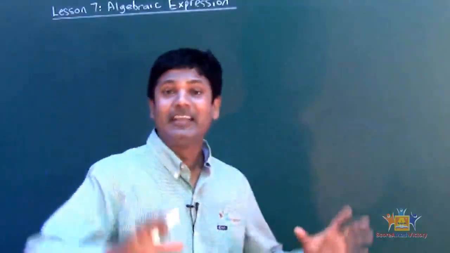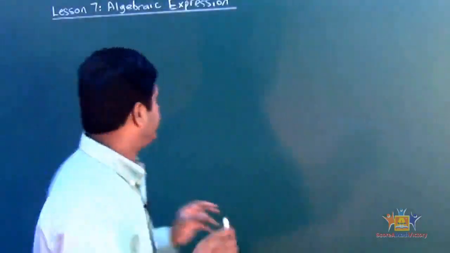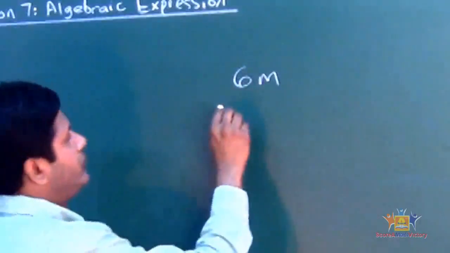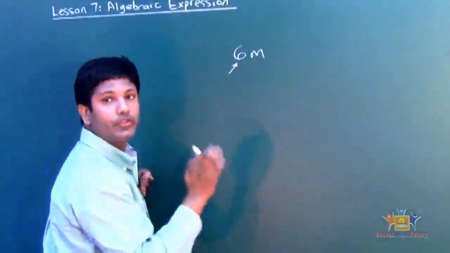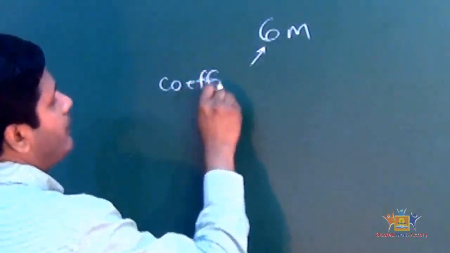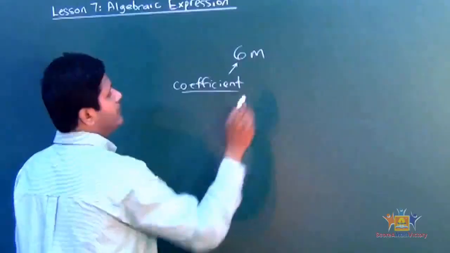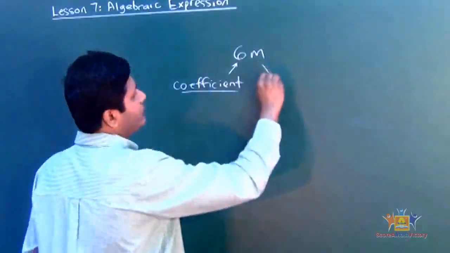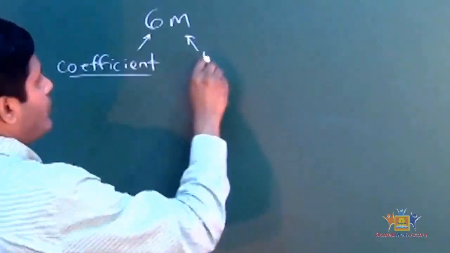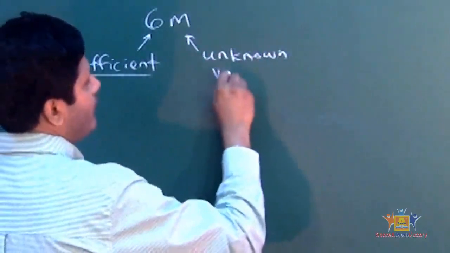Alright, my dear students, let's recap what we learned about algebraic terms. Let's say, for example, I have 6m. The 6 is what you call the coefficient, spelled C-O-E-F-F-I-C-I-E-N-T. Make sure you know the spelling. And this one is called the unknown, which can also be called a variable.